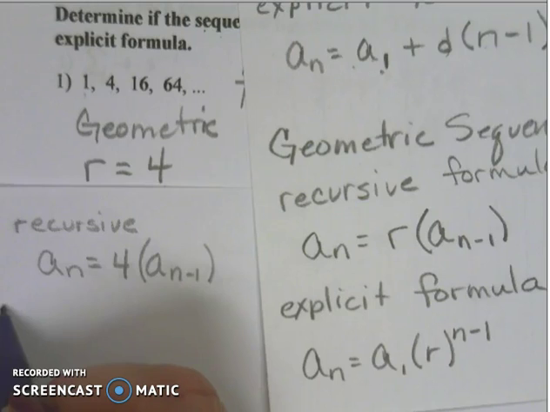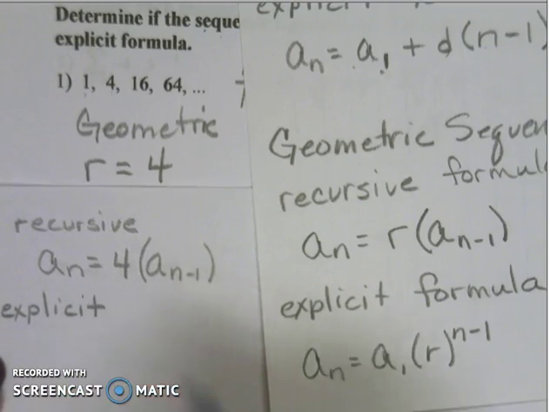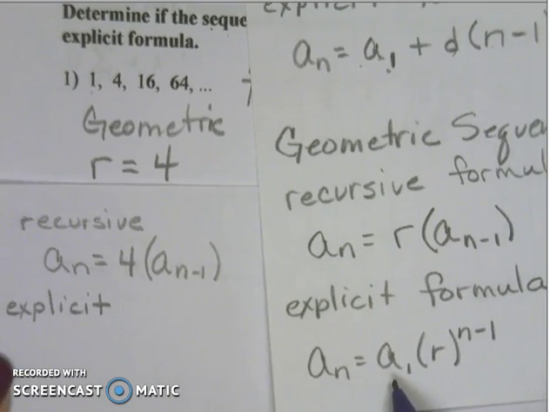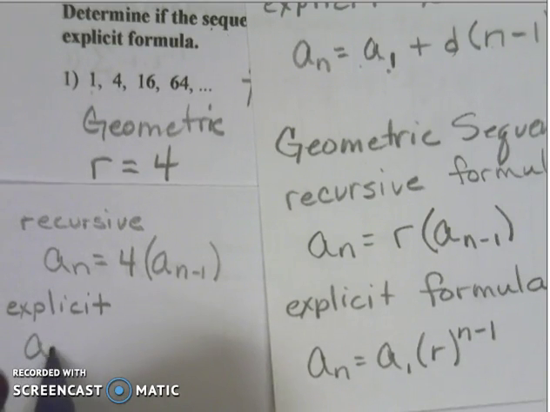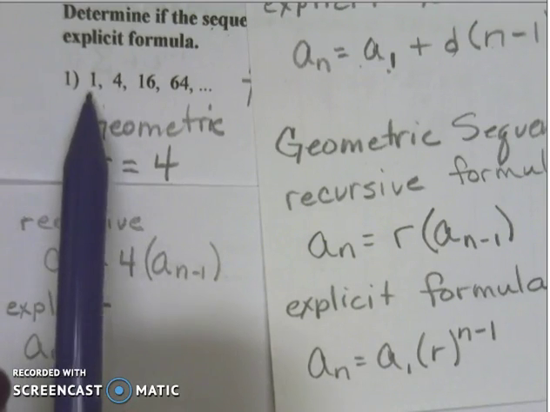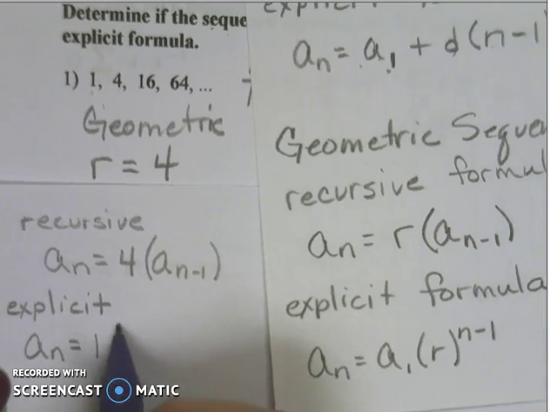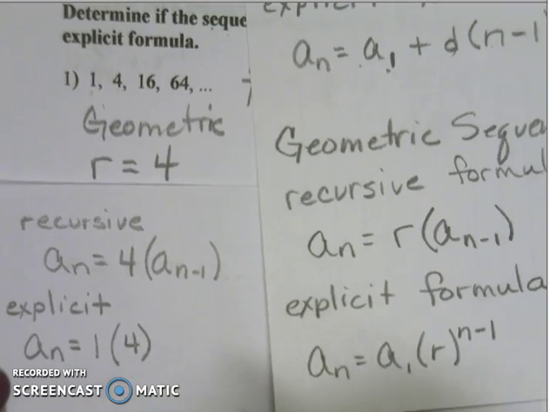Now to write the explicit formula. Again, I'm going to use this formula here. A sub n equals a sub 1, which means my first term, times the ratio to the n minus 1 power. So a sub n equals, well, my first term in this sequence is 1, parenthesis, my r, to the n minus 1 power.